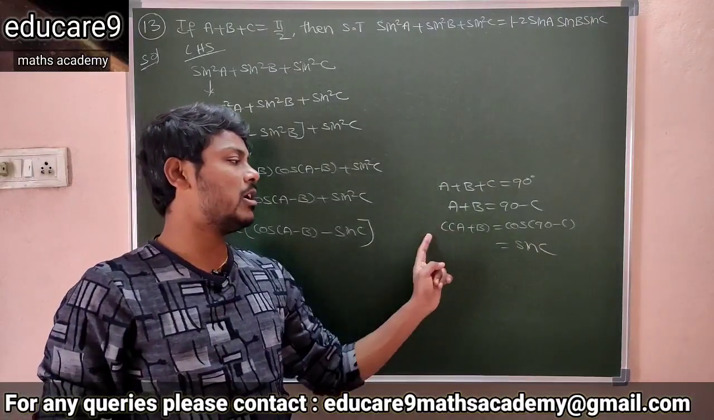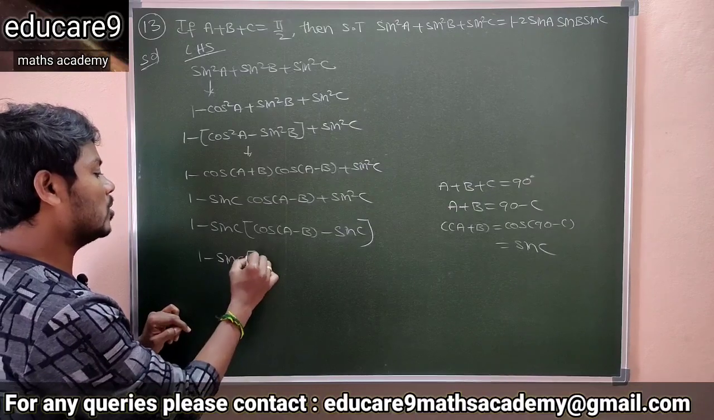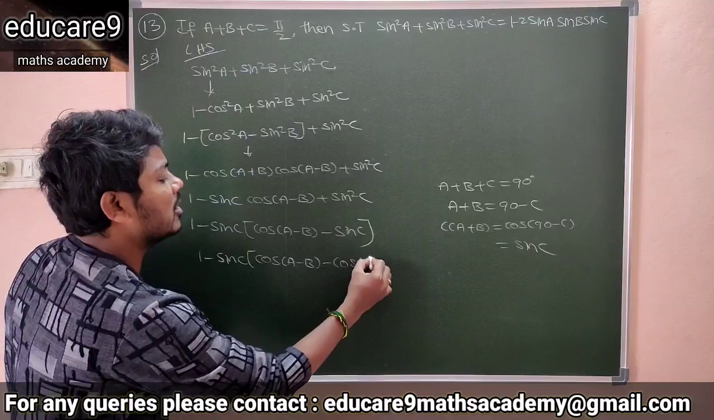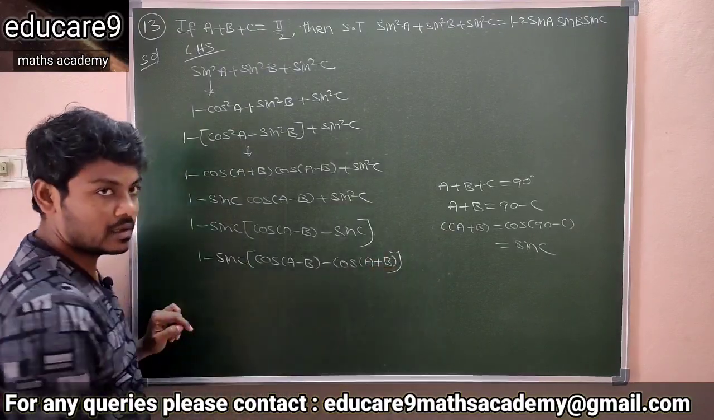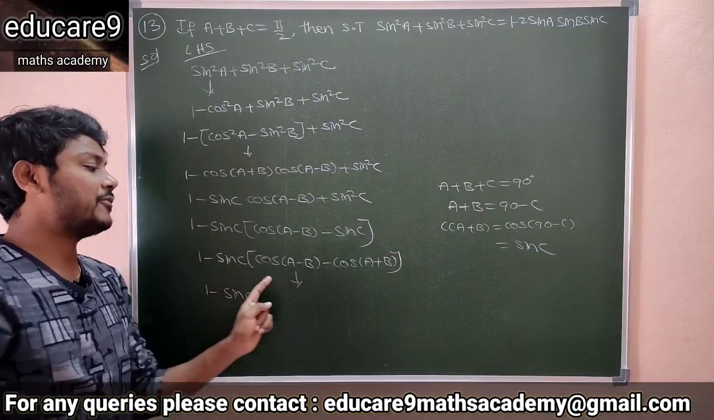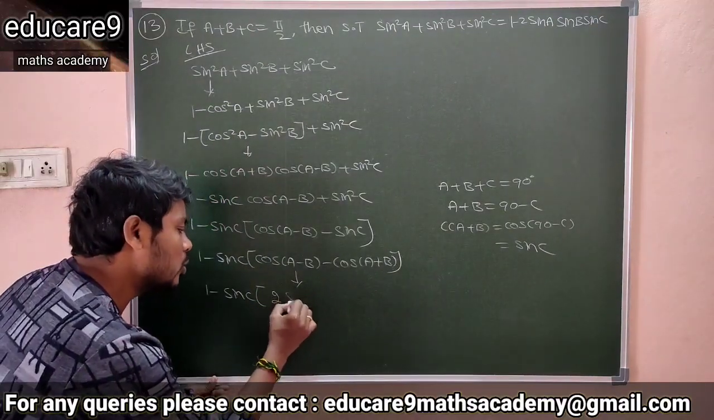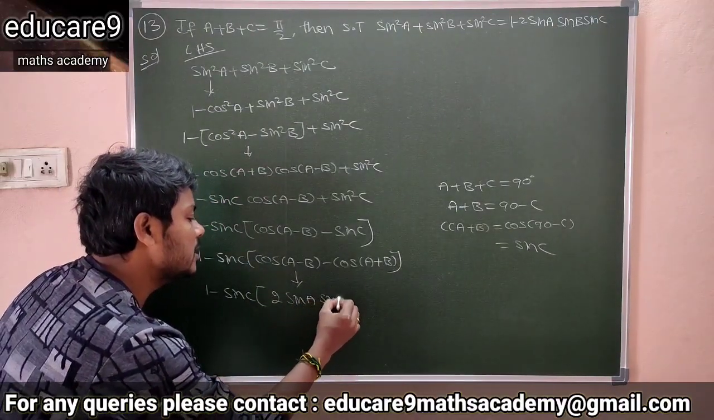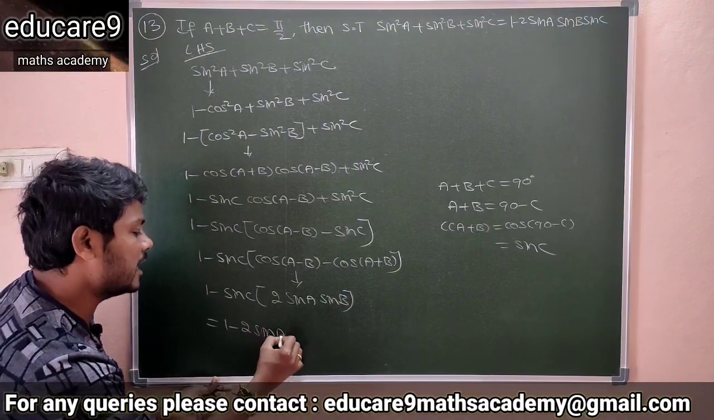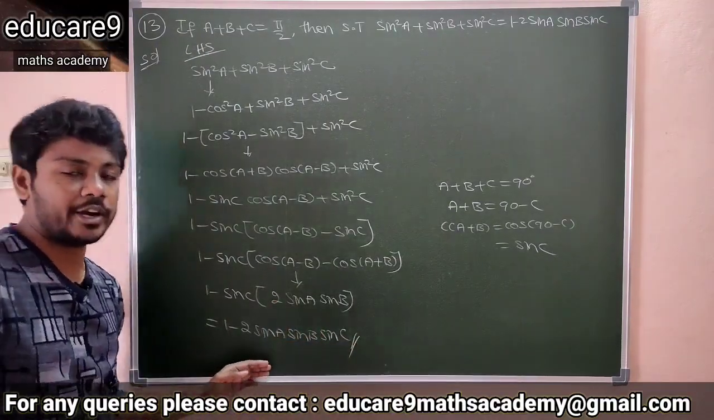Again, how to write sin c? Cos of a plus b. So this is 1 minus sin c into cos of a minus b minus cos of a plus b. Now what is the cos of a minus b minus cos of a plus b formula? That formula is 2 sin a sin b. Now this is equal to 1 minus 2 sin a sin b sin c. So this is the required answer.